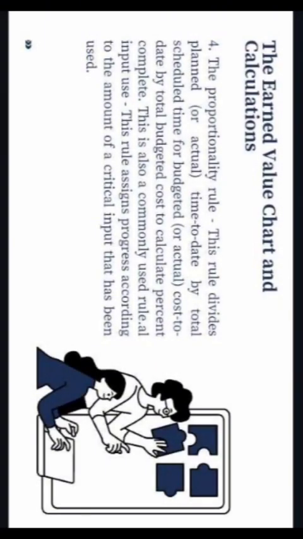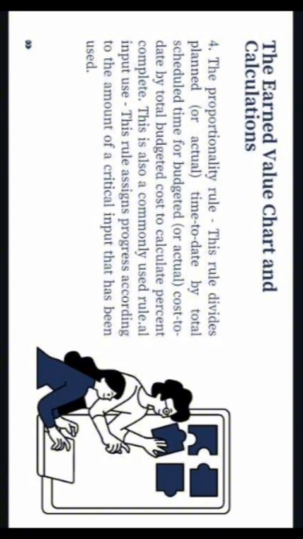The proportionality rule. This rule divides planned or actual time to date by total scheduled time, or budgeted or actual cost to date by total budgeted cost, to calculate percent complete. This is also a commonly used rule. Input use. This rule assigns progress according to the amount of a critical input that has been used.